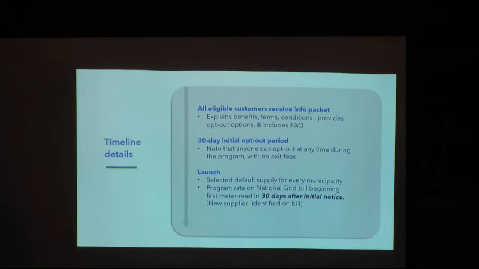Okay, here we see the details for the timeline. Once the rates have been negotiated and they're known, all eligible customers will then receive that information packet. It gives you the rates, explains the benefits, terms, conditions, will tell you about more information sessions, provides opt-out options, frequently asked questions. Then there follows a 30-day initial opt-out period.